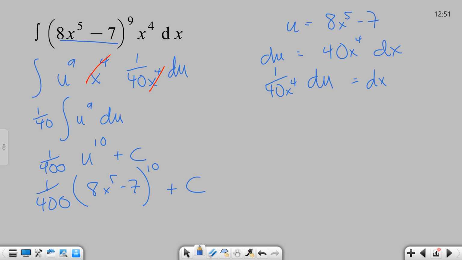How did it become 1/400th? 40 times 10. 1/40th times 1/10, because when you do the antiderivative, you raise the power by 1 and multiply by the reciprocal. New number is 10, reciprocal of 10 is 1/10. Add 1 below. 10 times 40 is 400. We okay so far?